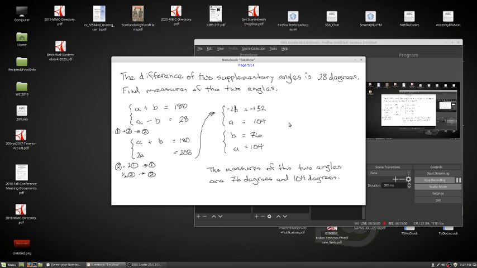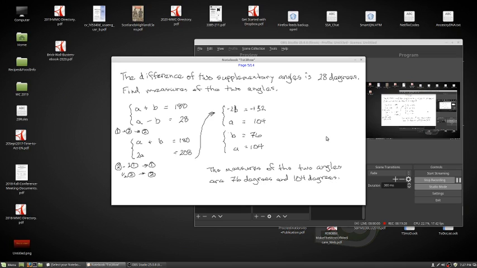Now, don't get wedded with this idea of 180, because probably on the test I'm going to use complementary angles, which we've already used in the past. And remember, that's where the two measures add up to 90 rather than 180. So the measures of the two angles then are 76 degrees and 104 degrees.